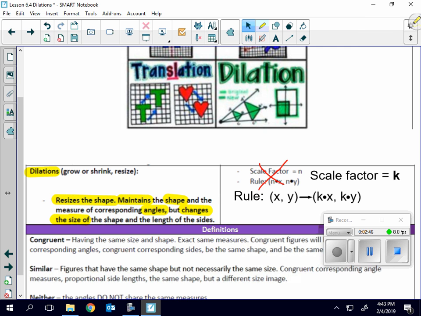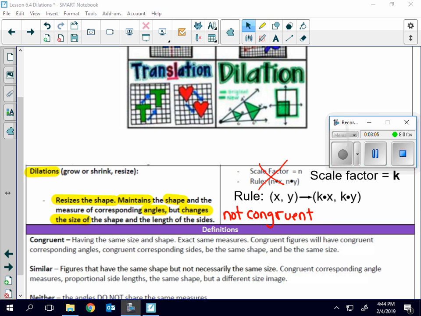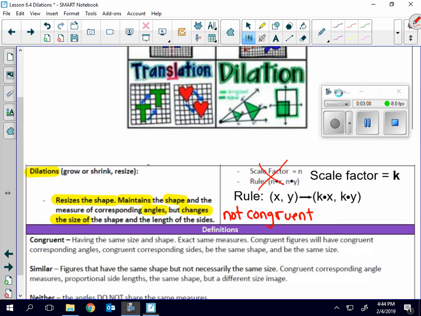Very important to realize that this is the only one that doesn't stay the same size. This is the only one that's not congruent. So please write that down. And you're going to write down the other things that I have here. I'll highlight them for you. I crossed off this, so cross that off and then write down these things. Your scale factor is K, and here's your rule. I want that written down. Okay, pause the video. Hit play when you're ready.